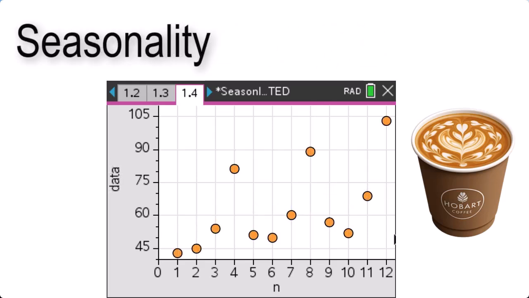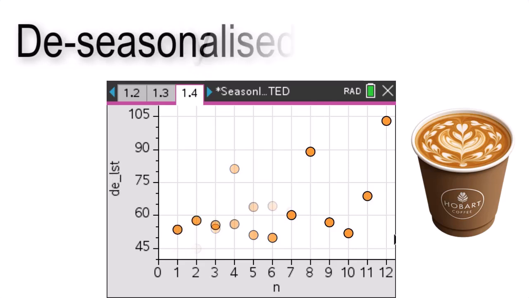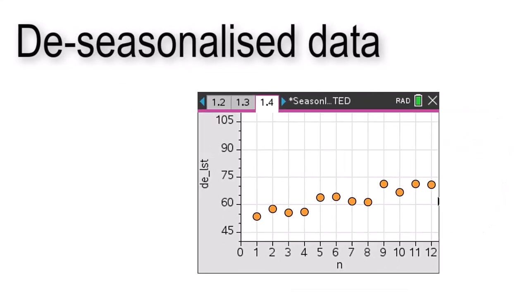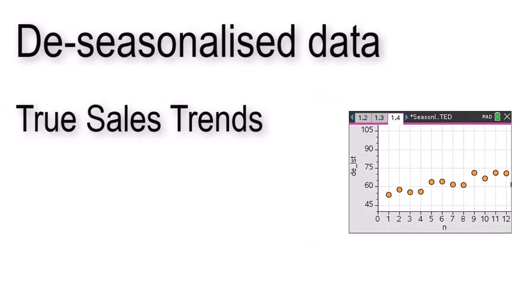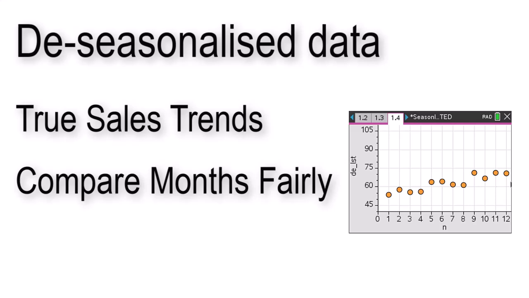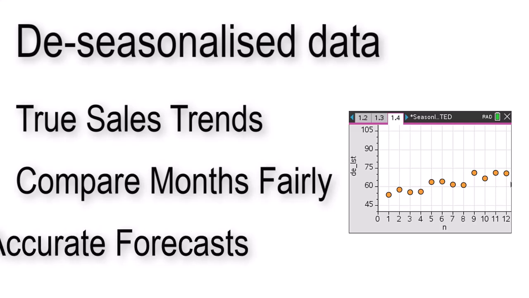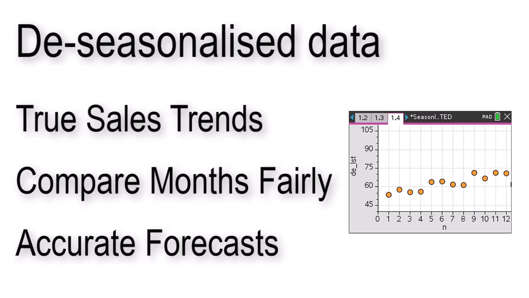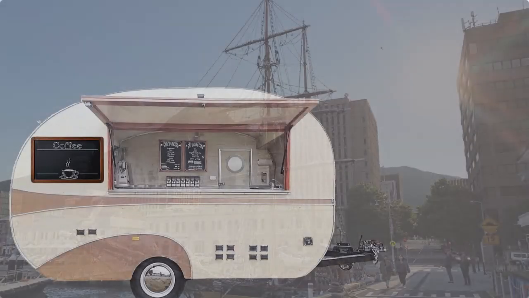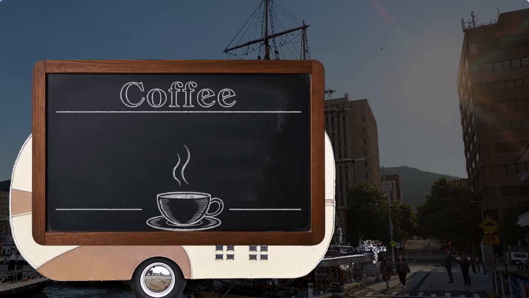Seasonal patterns can hide what's really happening. The coffee shop owner might think sales are dropping, but maybe they're just the usual summer lull. By de-seasonalising, we can reveal the true sales trend, compare months fairly, and make accurate forecasts for stock, staffing and profits. So let's take a look at the seasonal sales for this coffee van over a period of 3 years.